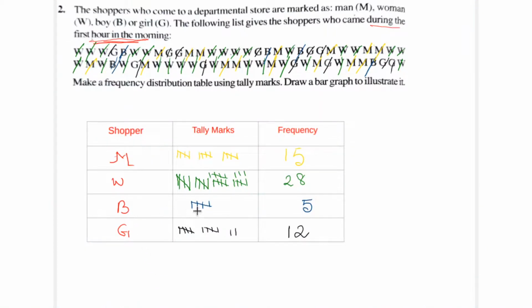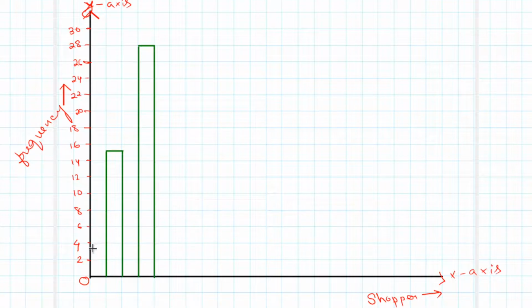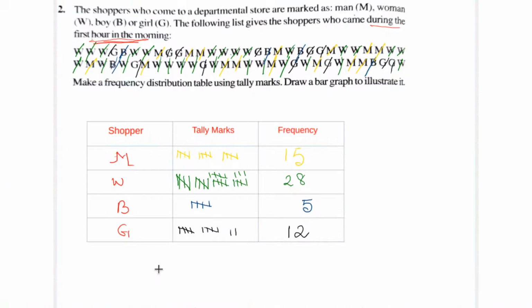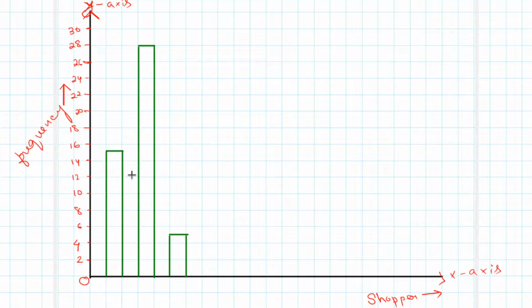Next is our boy. Boy is 5. So where is 5? Between 4 and 6 it is 5. So here we will mark 5 and just join them. Next is girl, girl is 12. So here we have completed our bar graph.